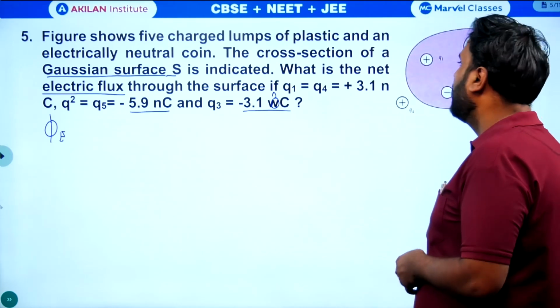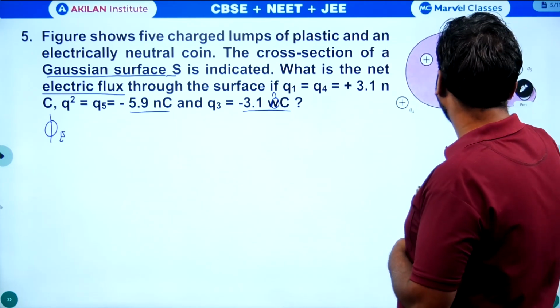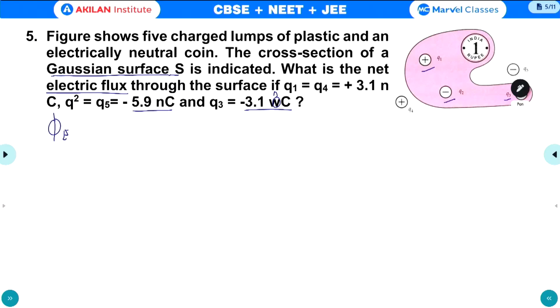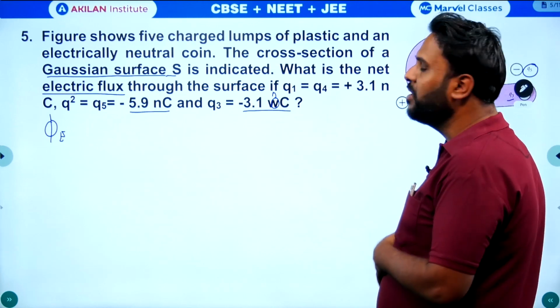Now we have to solve this question. On this 1 rupee coin, this charge is Q1 here, this is Q2, this is Q3, and this is Q5. The other charge, Q4, is placed here. Now everything is given. It is a very important and interesting question. We get 5 charged lumps of plastic and an electrically neutral coin. The cross section of the surface is indicated, and they are telling us to find the net electric flux through the surface, with charges 3.1, 5.9 and 3.1 nanocoulomb.